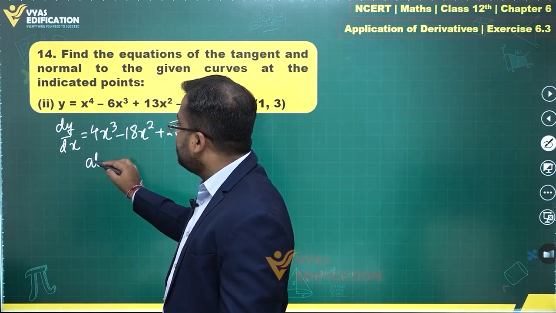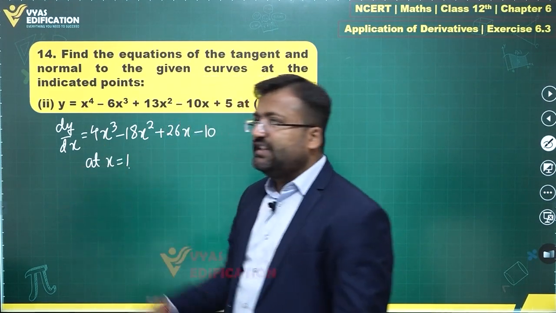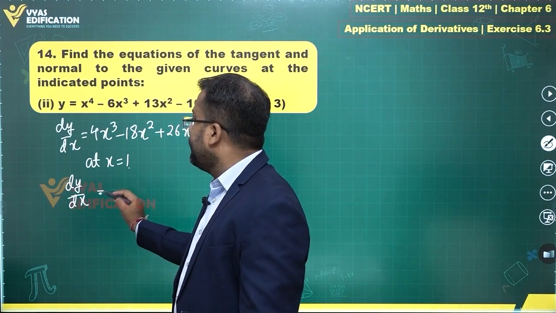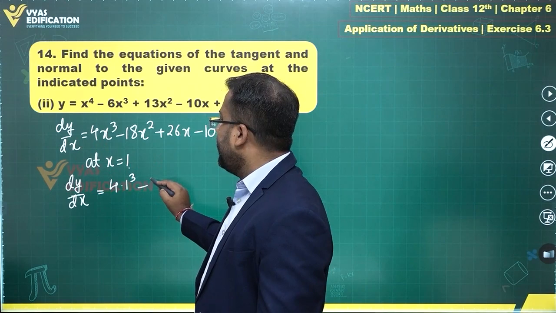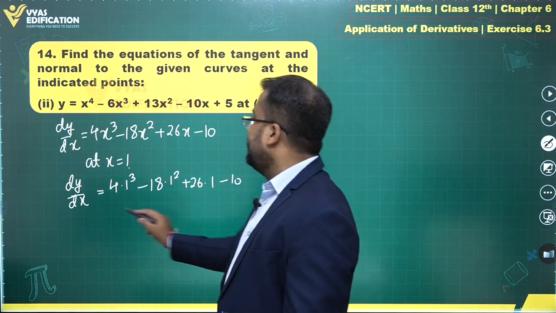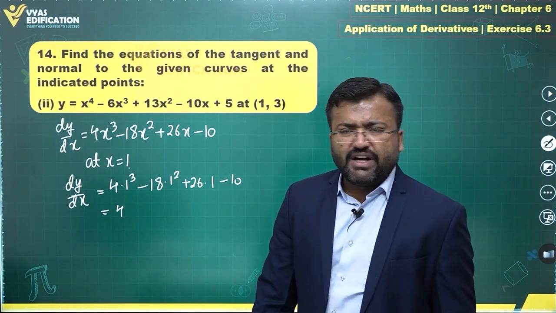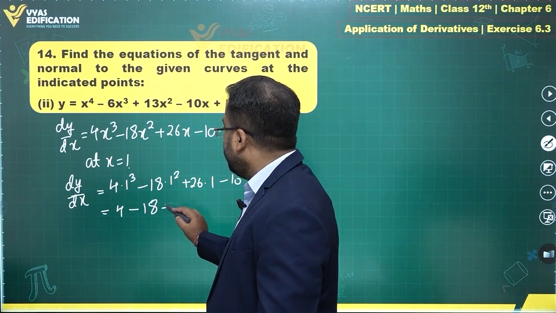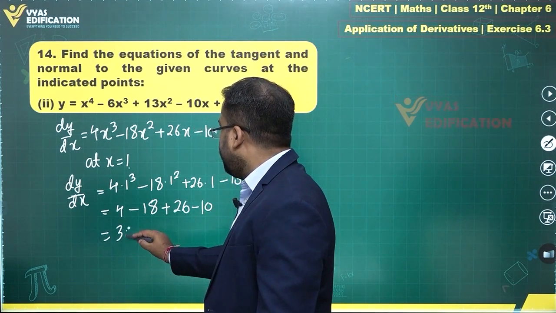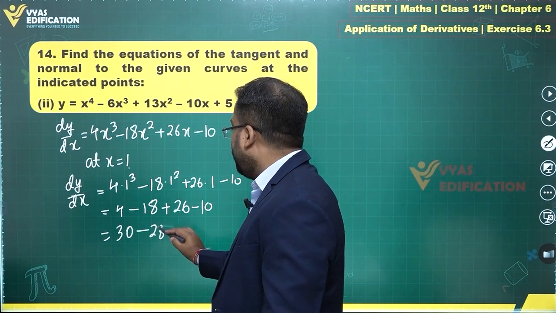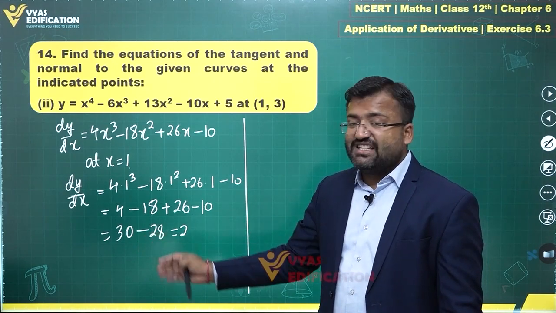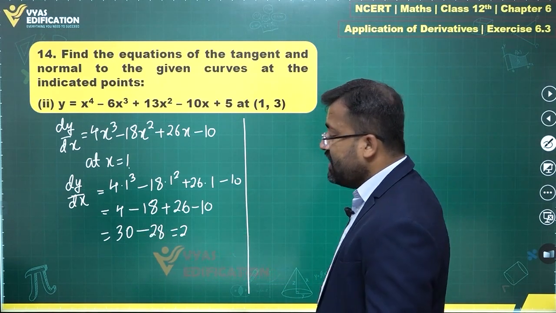Therefore, at x equal to 1, what will be the value of dy by dx? dy by dx is equal to 4 times 1 power 3 minus 18 times 1 square plus 26 times 1 minus 10. This is 4, which is pretty simple. This is minus 18 plus 26 minus 10. This is 30 minus 28, which is simply 2. Now that is the slope of tangent basically. This is the derivative at x equal to 1.